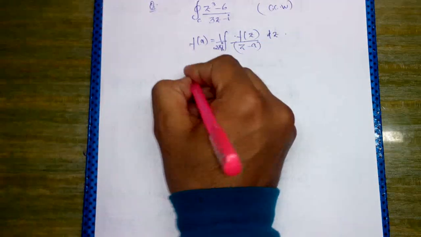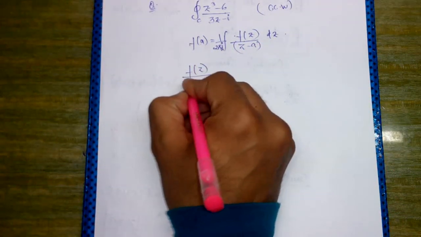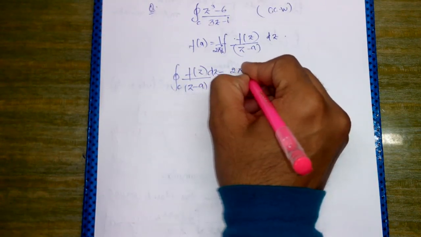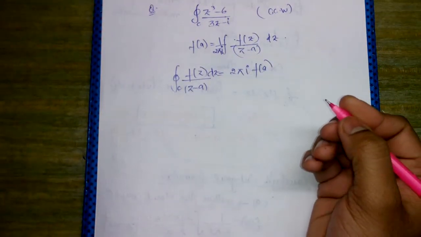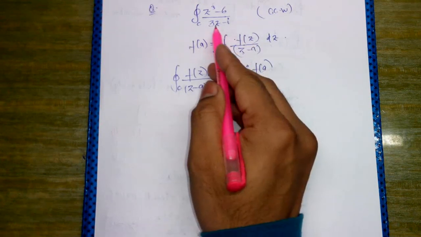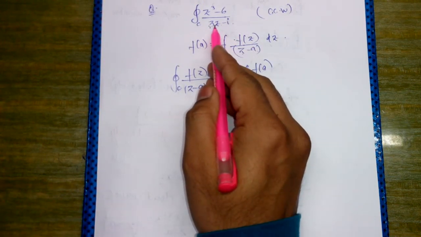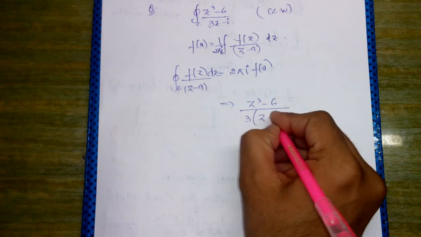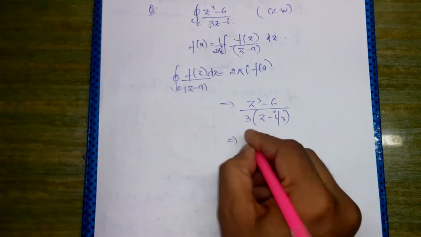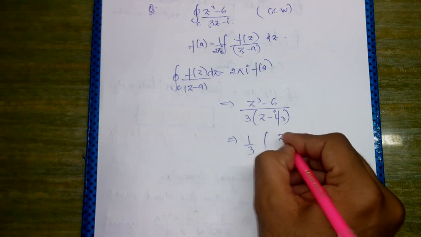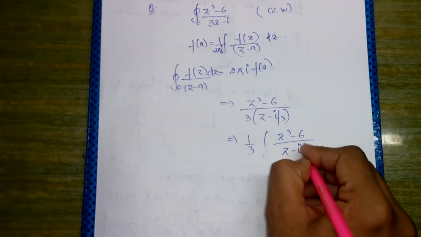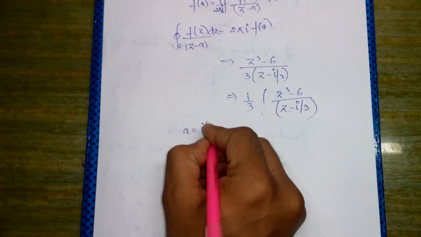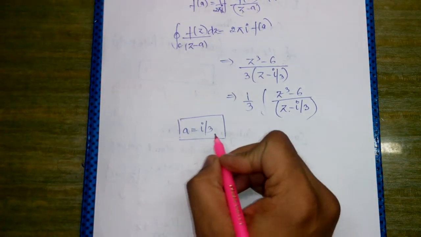So if we compare, the closed integral of f of z upon z minus a dz is equal to 2 pi i into f of a. Now we have z minus a and here we have 3z minus i. If we take 3 common, we obtain z cube minus 6 upon 3 z minus i by 3, so we can write 1 upon 3 times z cube minus 6 upon z minus i by 3. So here we get z minus a, so a is actually i by 3. Now a is coming to be i by 3.